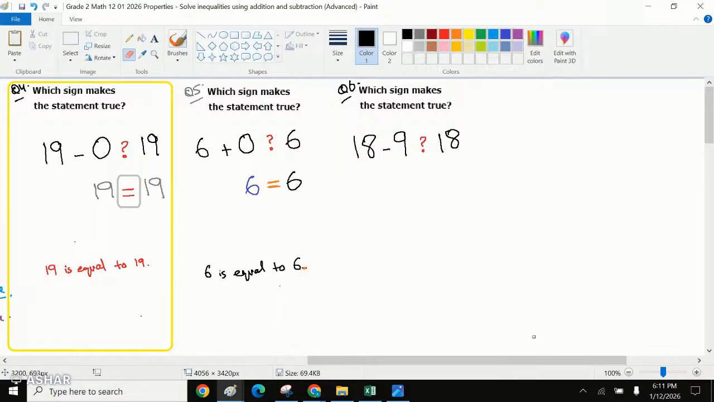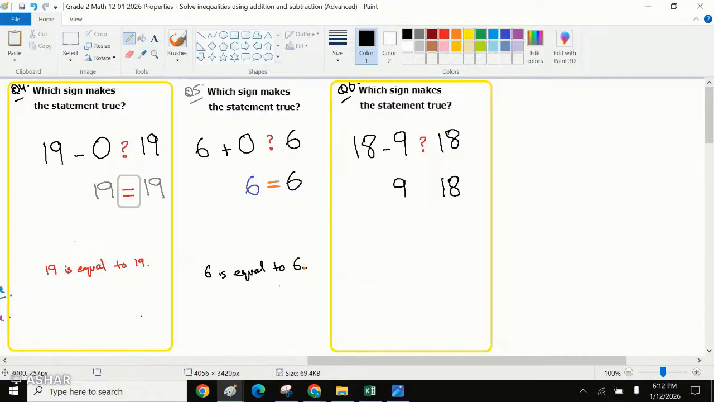18 minus something would be less than 18, right? Even if we don't want to find the exact answer, we can say that 18 minus something would be less than 18. Agreed? So can I say 18 minus 9 was 9 and this was 18?